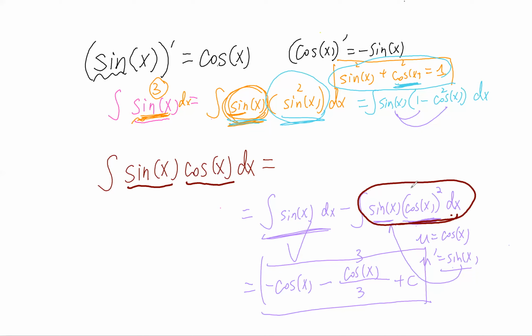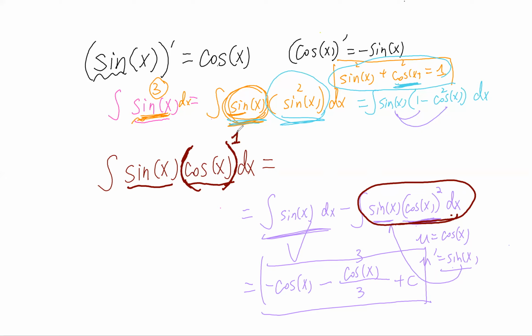Can anyone help? Would you put u as cosine x? If we put u as cosine x, okay, everybody can say that. Right, I'm gonna use this one to be my base. So what is the exponent we should give for the cosine x? 1.